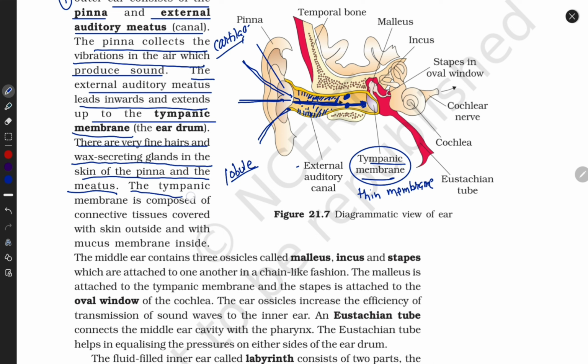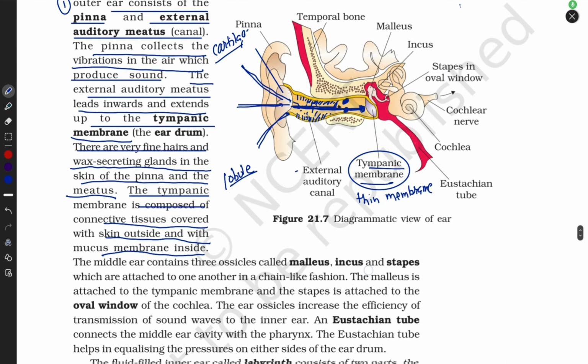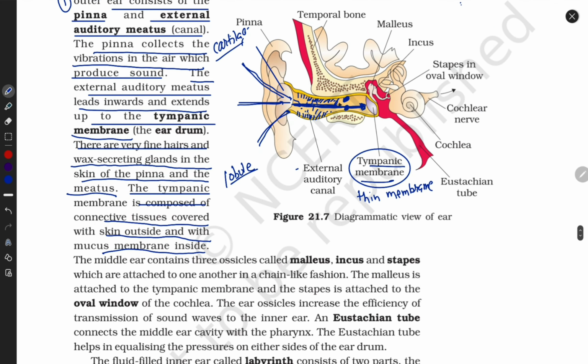Now, the tympanic membrane is composed of connective tissue covered with skin outside and with mucous membrane inside. I repeat, outside it is covered with skin, and inside it is covered with mucus.